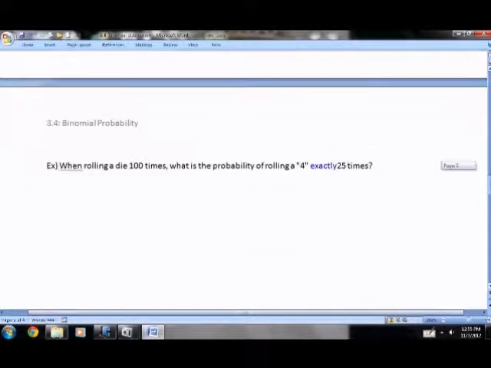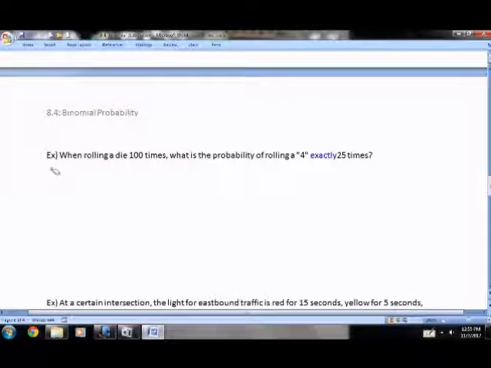So let's do a couple more questions. When rolling a die 100 times, what is the probability of rolling a 4 exactly 25 times? So your success is rolling a 4. Okay, so now we just have to figure everything out. So we have our P of your probability of getting how many right? Well, it says exactly 25 successes, so your X is going to equal 25.